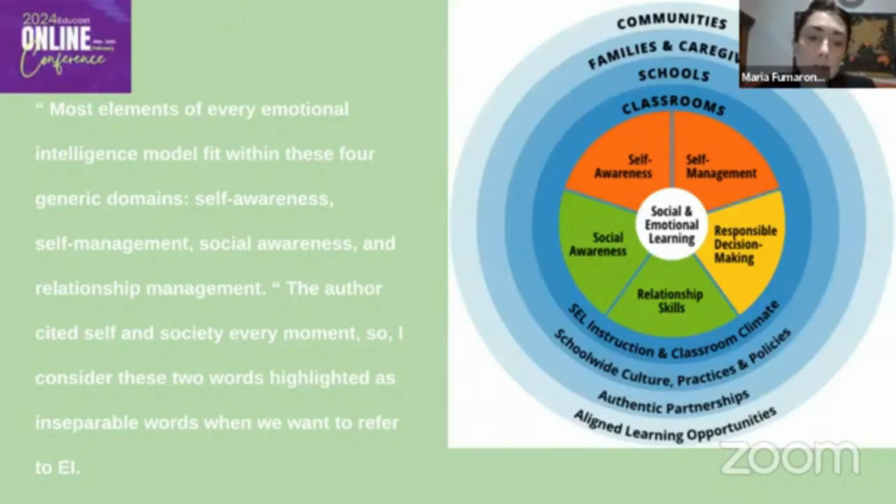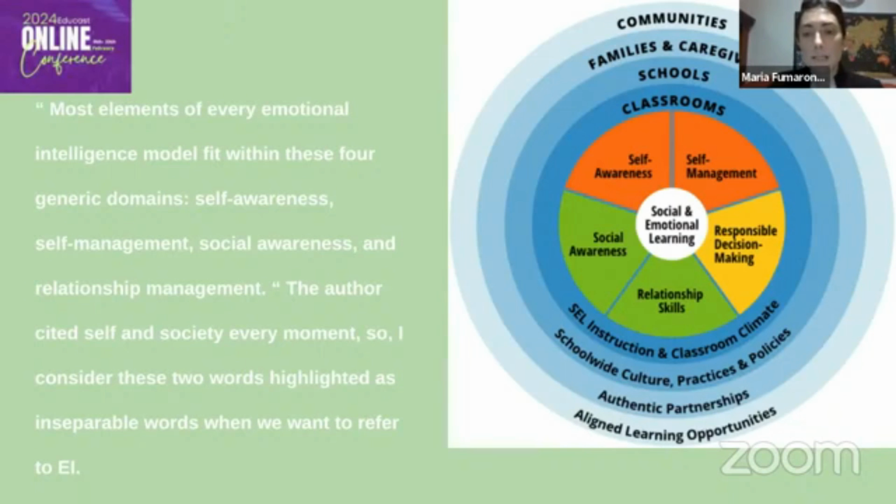And Goleman mentioned that most elements of every emotional intelligence model fit within these four generic domains: self-awareness, self-management, social awareness, and relationship management. The author cited self and society in every moment, so I consider these two words highlighted as inseparable words when we refer to emotional intelligence.